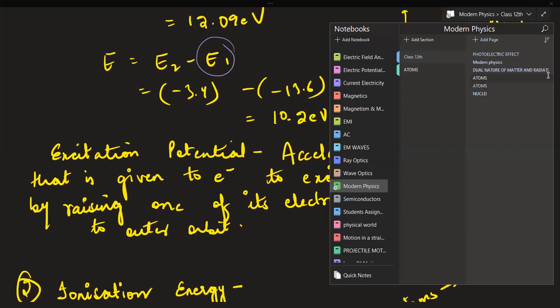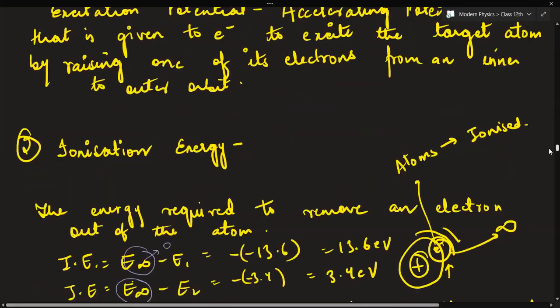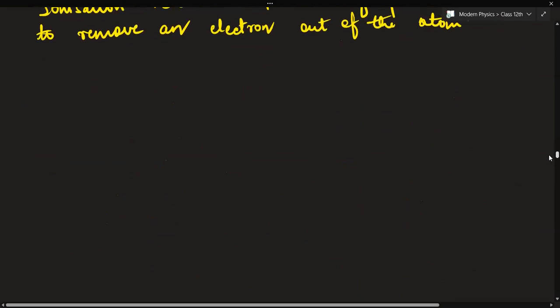See class, we are almost done with the lesson. Some things are written in the notes that you can refer to, where I'm just telling you what all things are there. Apart from Bohr's postulates and Bohr's model of an atom, we have completed.